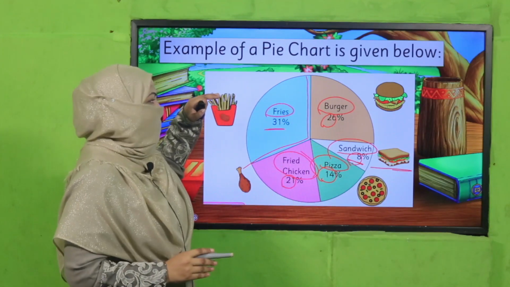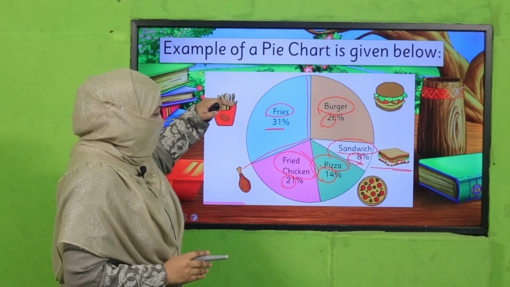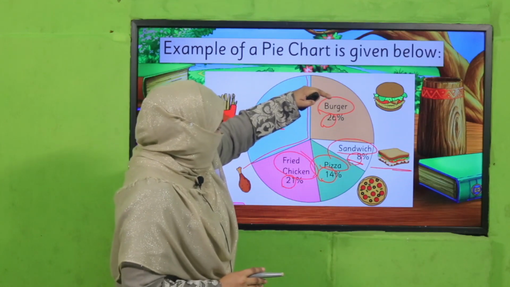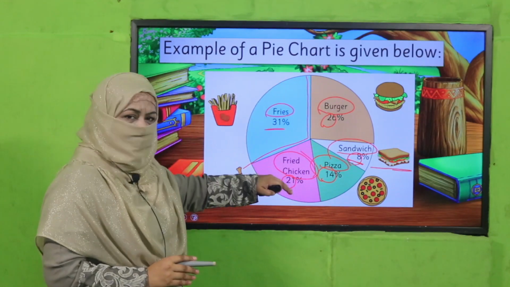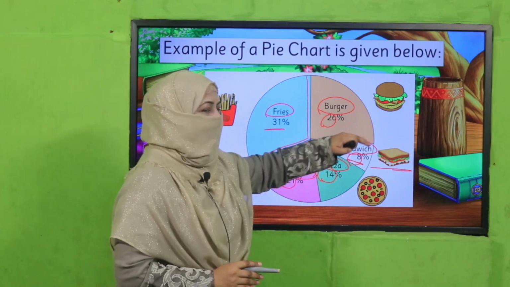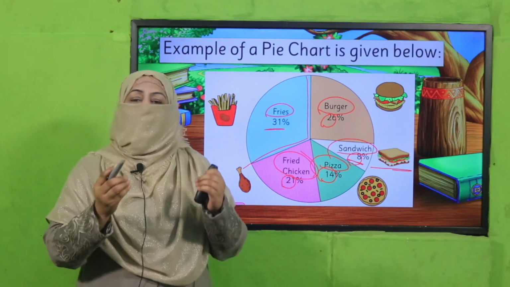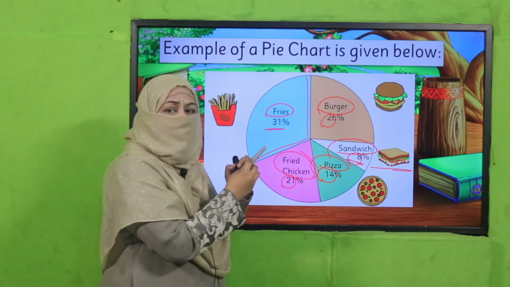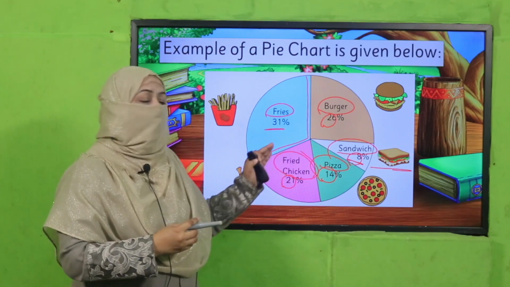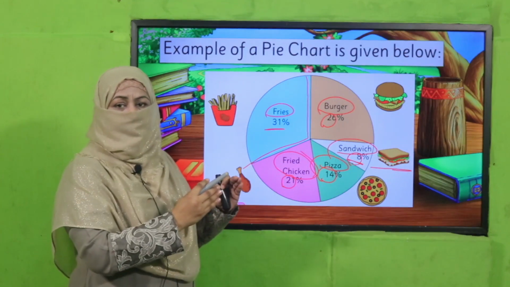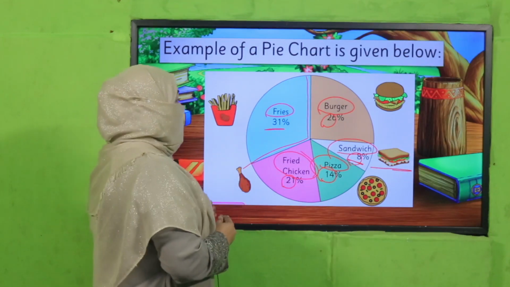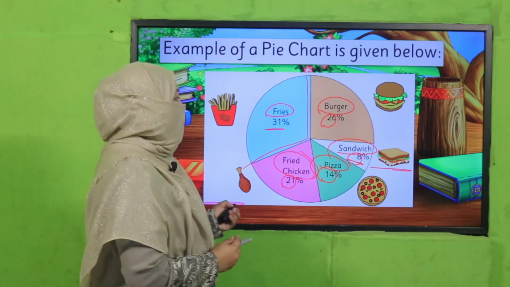The most liked food is fries. After that, burger comes. After that, fried chicken comes. After that, pizza, and then sandwich. You understand? This is how we read it, and we understand, and we can compare the information by looking at the size of the pie, right? Okay. So this is how we read our pie chart.